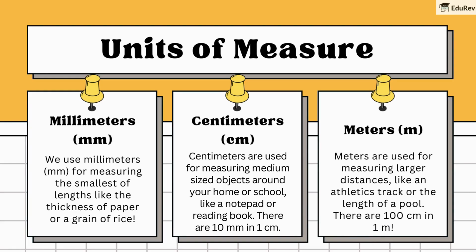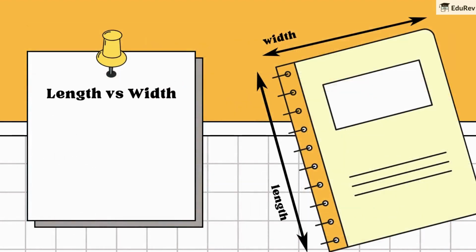Meters are used for measuring larger distances, like an athletics track or the length of a pool. There are 100 centimeters in 1 meter. All these are units of measuring length. Let us understand what we mean by length and width.